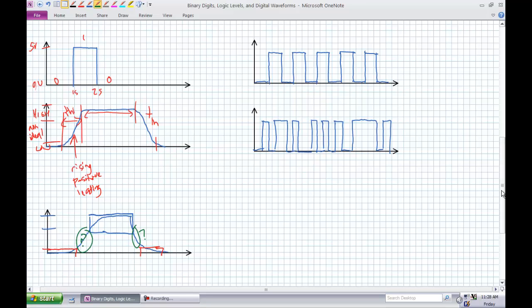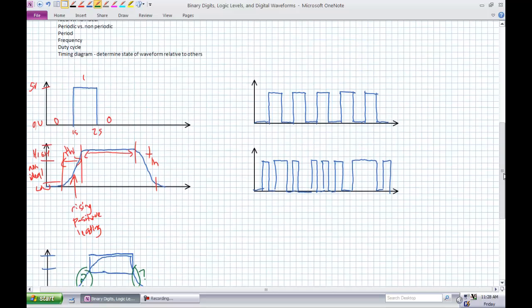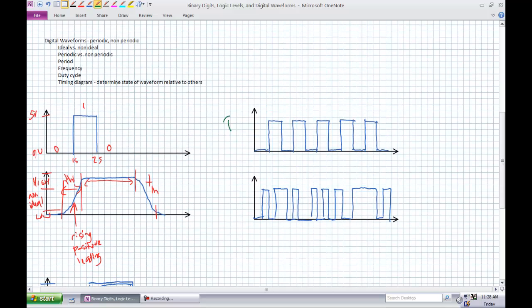There is this concept of periodicity and non-periodicity. If we look at example 1, that is a periodic waveform. Example 2 is a non-periodic waveform. The principal difference between these two is that a periodic waveform is regular in nature, it repeats itself. It's what's known as a clock.